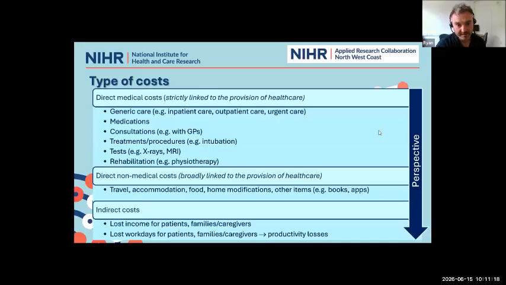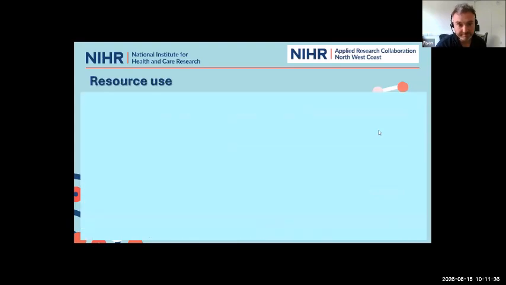So all your direct medical costs will come under the NHS, and that would be healthcare related costs in terms of perspective, and then societal perspective takes into account all the NHS healthcare costs, and then those indirect costs as well that bear a more societal burden.